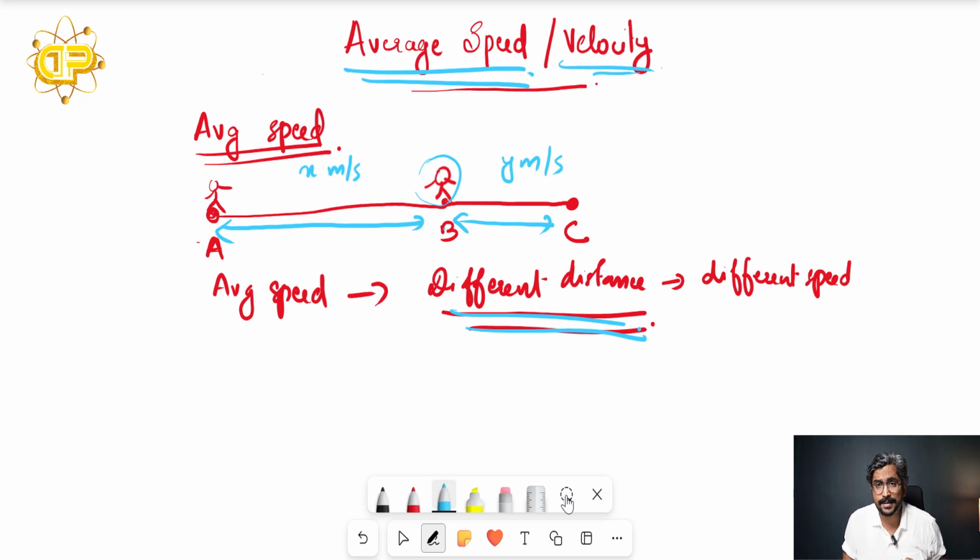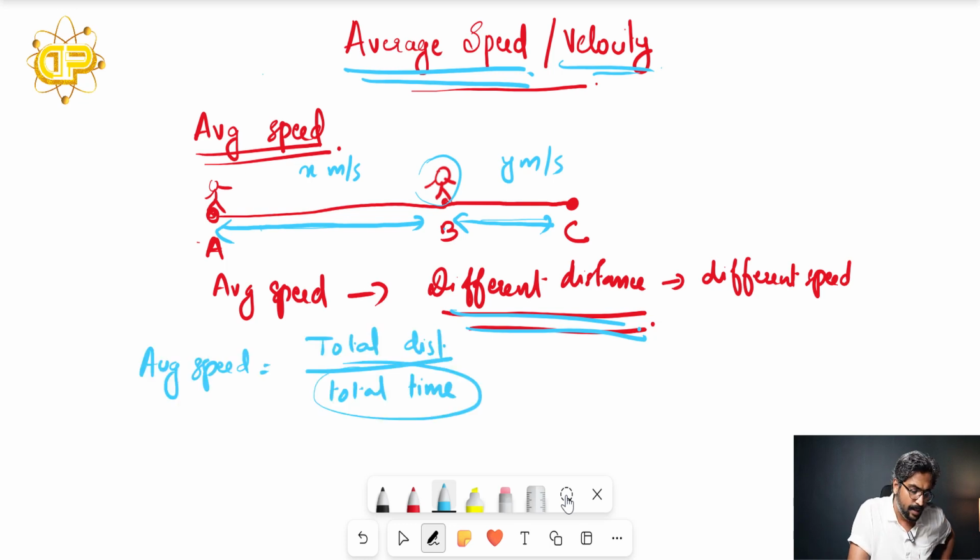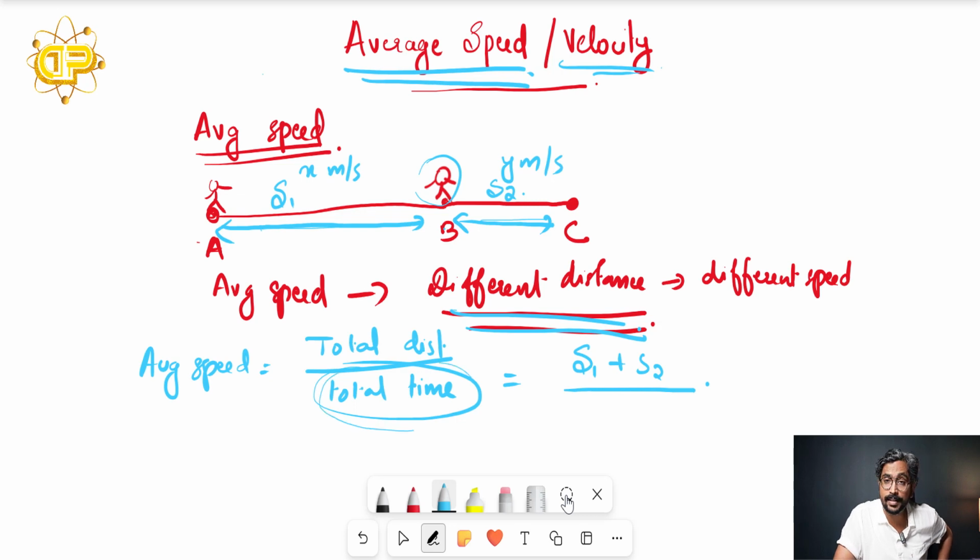So the idea is that we need to find out the time taken by the object from here to here and then here to here. Say this distance is S1 and this distance is S2. Then the total distance will be what? S1 plus S2, divided by the total time taken. Simple mathematics, simple physics. So time is what? Distance by velocity. So you know the distance, you know the velocity.